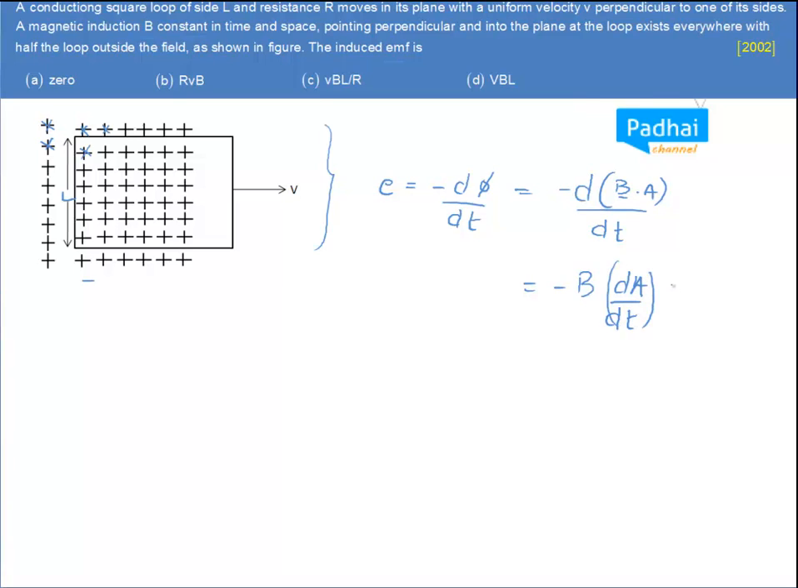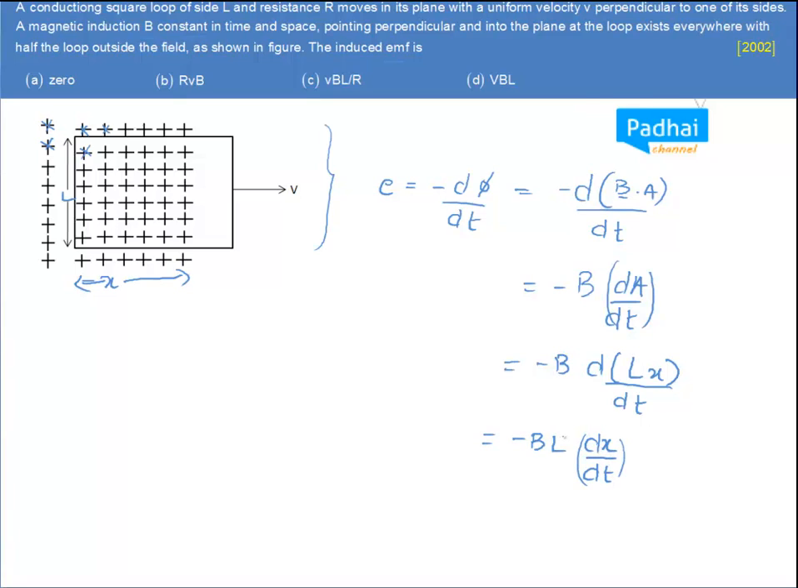And what is the area? This area is the area of the loop which is inside the magnetic field. Let us assume this length to be x at some point of time. So this will be equal to minus B, area will be L into x, divided by dt. Now L is constant. This length will not change with time, but this x will change. That means I can take out L as well. So this will be equal to minus B L dx by dt.